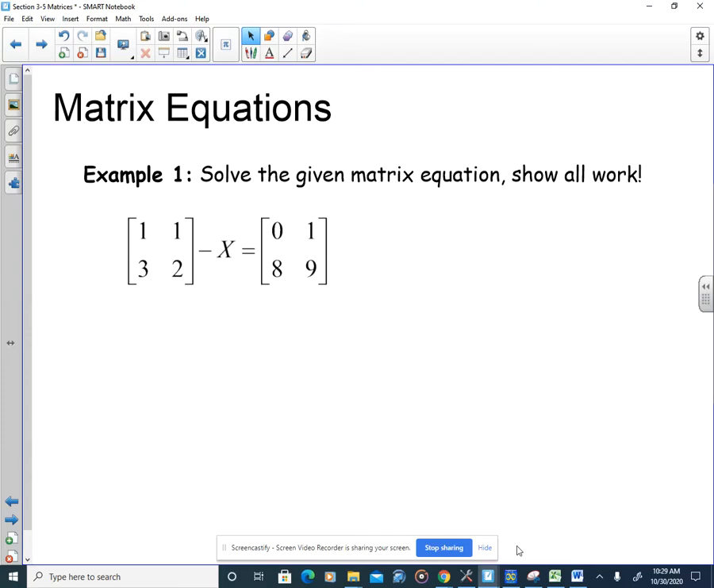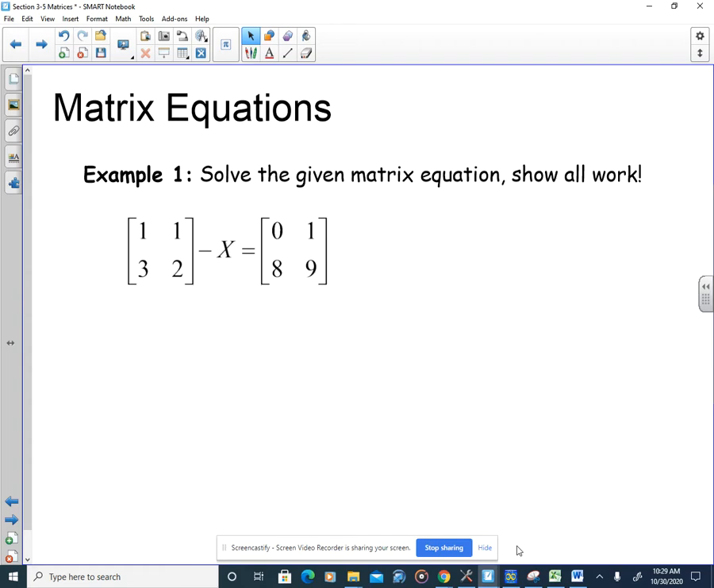So today we're going to look at how to solve equations that involve matrices. If we look at this first example, we've got a matrix minus X equals another matrix. And again, notice X is capital. That means X is a matrix. So we're looking for a matrix that we subtract from that first matrix to get this second matrix.